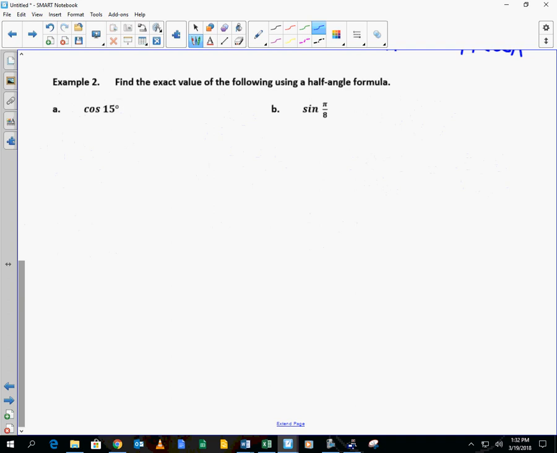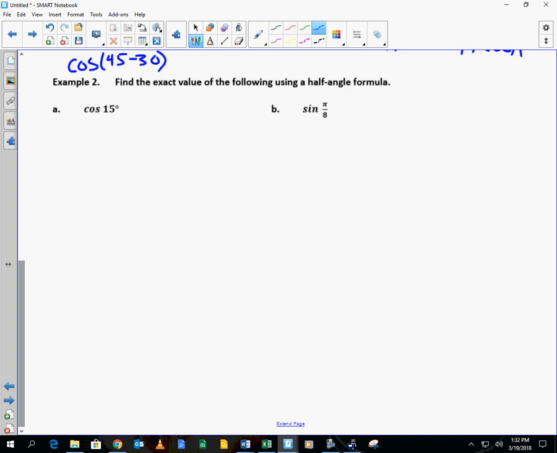So we want to find the exact value of cosine of 15. Now, on Friday, we showed you how to do this. You could do the cosine of 45 minus 30. We used that sum and difference formula, didn't we? And that was really cool. It was a good time. Everybody enjoyed it. We were happy.